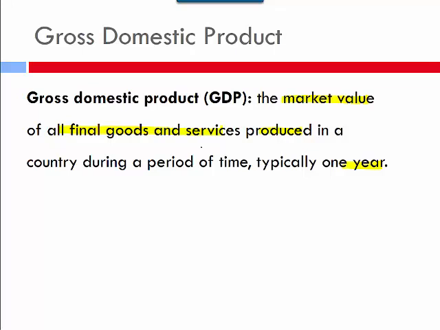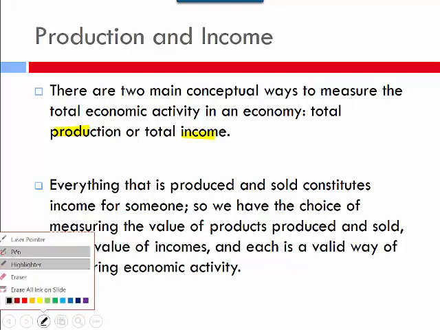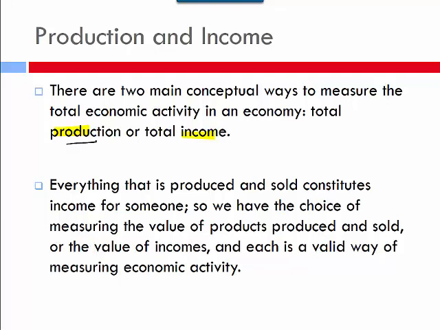We're going to break these down, but it's important to know the definition when we look at what's included in GDP and what's not included in GDP. There are two main ways to look at the total activity in the economy, which is what we're trying to do: total production or total income. We're going to focus on total production, but you should get the same thing either way.